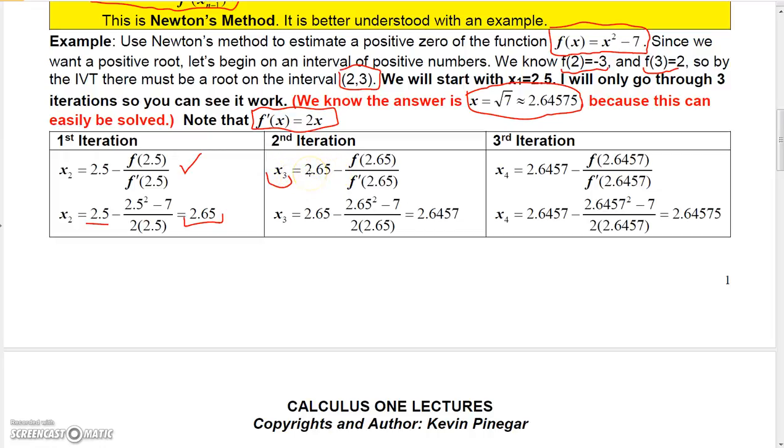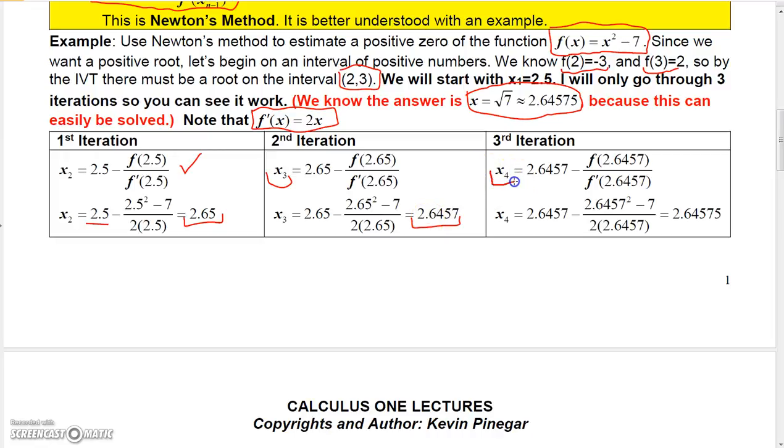So now I do 2.65 minus the function evaluated at 2.65 divided by the derivative evaluated at 2.65, and then just subtract that from 2.65, and I get 2.6457. Now I'm going to use this to get x4.